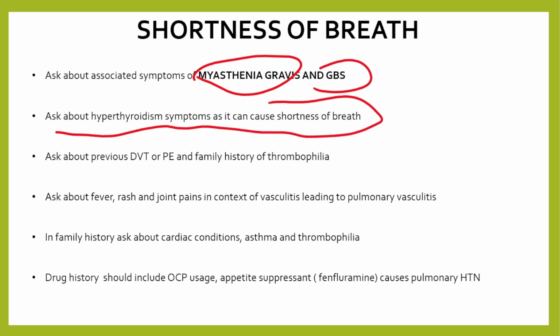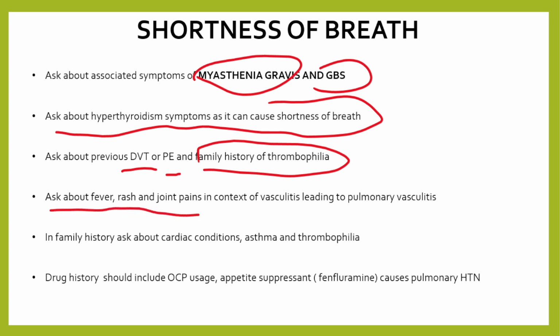Then we'll ask about history of any DVT or pulmonary embolism in the past, and family history of thrombophilia, because the patient may have a family history of thrombophilia and may now present with shortness of breath because of pulmonary embolism. Then we'll ask about fever, rash, and joint pain in the context of vasculitis, and vasculitis leading to pulmonary vasculitis.